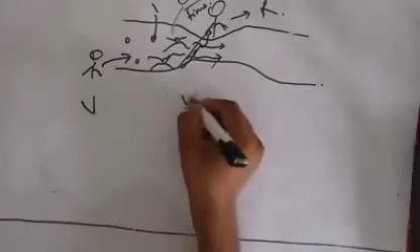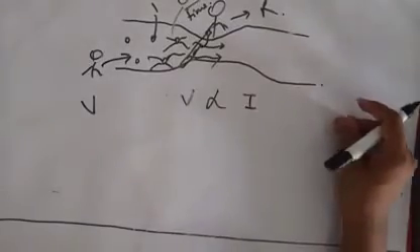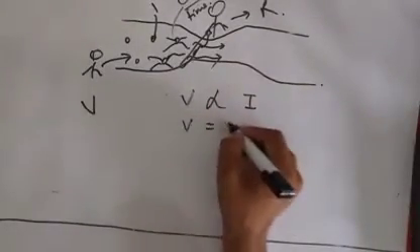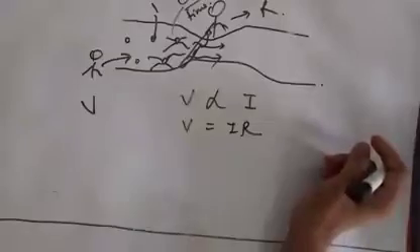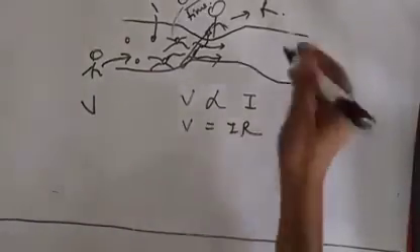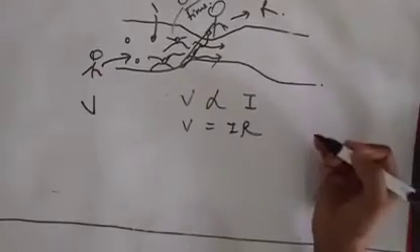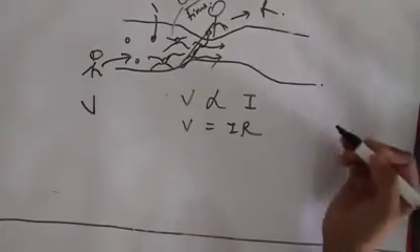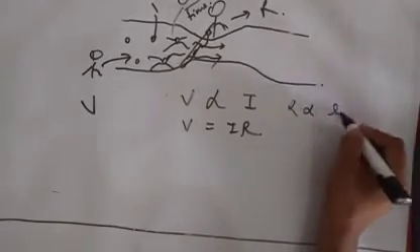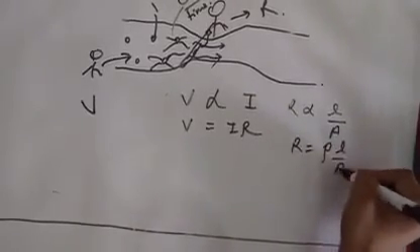So voltage V, the potential difference applied, is directly proportional to the current flowing through the conductor. A constant is put here, V is equal to IR. This is Ohm's law, and I want to define Ohm's law in vector form. And R is what for a conductor? If its length is L and area is A, then R is proportional to L and inversely proportional to A, and R becomes rho L by A.